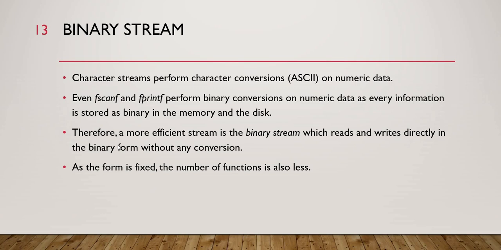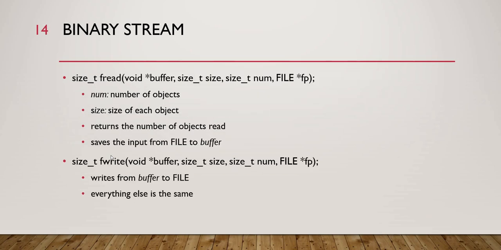Therefore the binary stream is very efficient because it directly reads as binary and writes as binary, not text, not numbers, nothing. Okay, and as the form is fixed, there are no separate functions like fprintf, fscanf, fgets, fputs, fputc, fgetc. No, only two functions. So this makes binary stream very easy and very efficient. So what are those two functions? One is fread for reading and fwrite for writing.